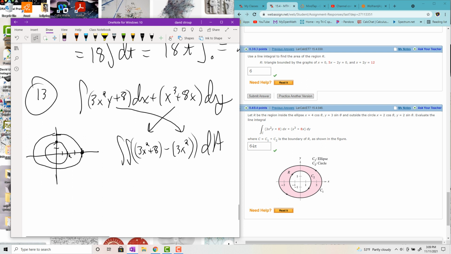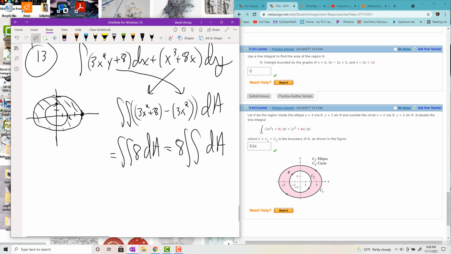Okay, so that's just going to be the double integral of 8 dA. If you factor out the 8, that's just the area of this slice. So the area of that thing is just the area of the ellipse minus the area of the circle. So this will be 8 times the area of the ellipse, which is pi times the two different radii, so 3 times 4, minus the area of the circle, which is pi r squared, so 4 pi. So you get 12 minus 4 is 8. 8 times 8 is 64 pi, and then you're done.